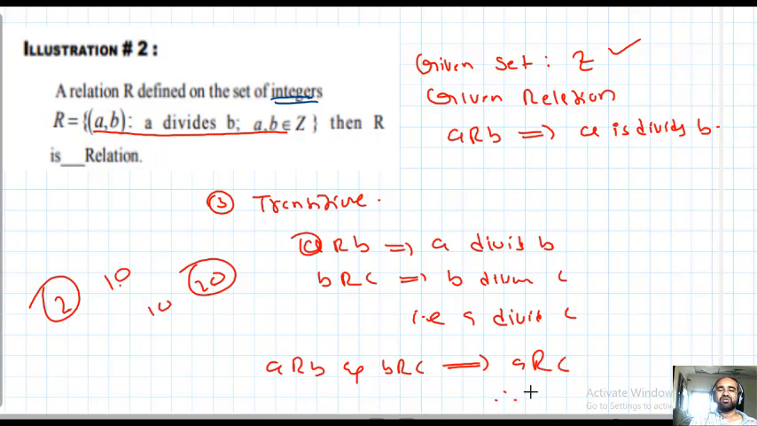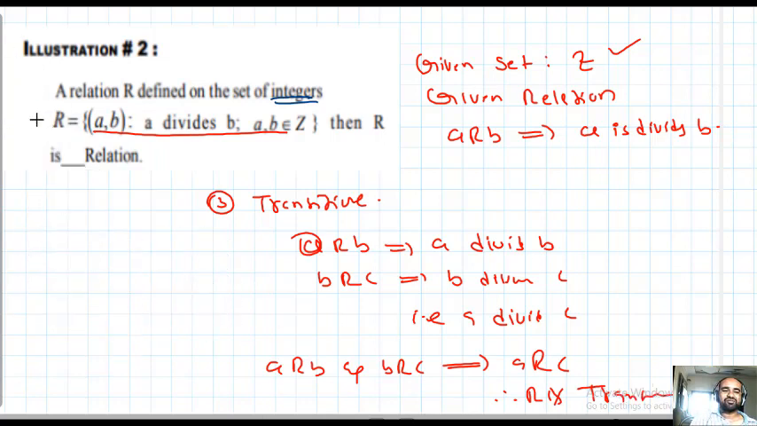So R is transitive. Students, the given relation satisfies reflexive. Reflexive satisfied, symmetric failed, transitive satisfied. Now we can't say that it is an equivalence relation. Okay, only reflexive and transitive.